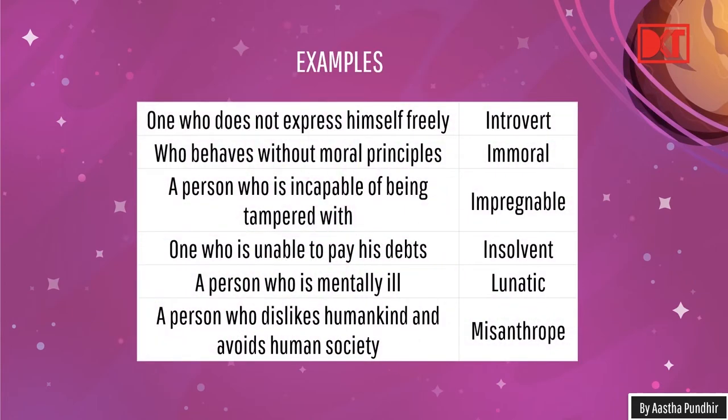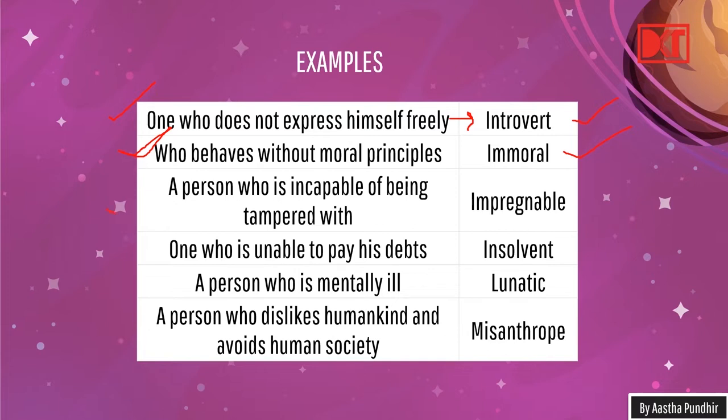So here we have a few examples for one word substitution. Like what did we read about them? We know that there are a group of words or a sentence which is then replaced by one word and there is no kind of ambiguity created, which means the meaning is the same. Like here, when we say one who does not express himself freely, that person can be called an introvert. Okay. So here a group of words or sentence is being replaced by the word introvert. Like here, someone who behaves without moral principles, that person could be called immoral.